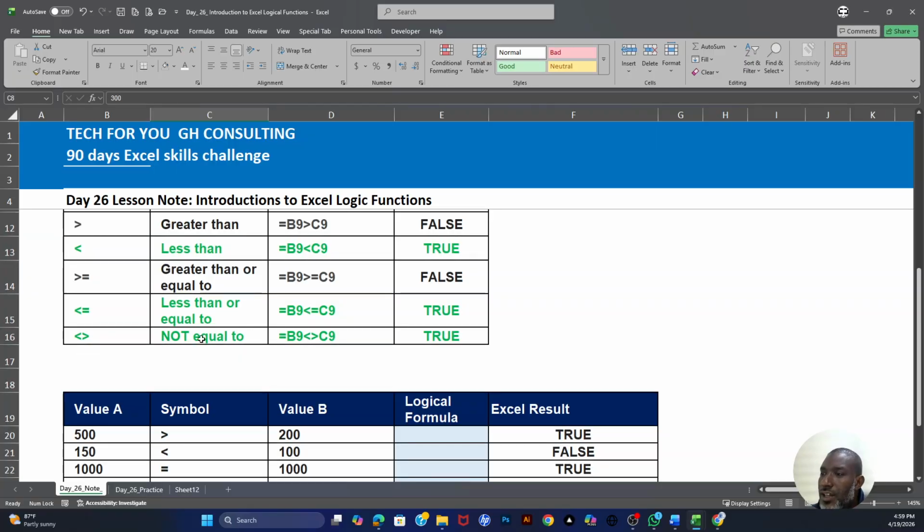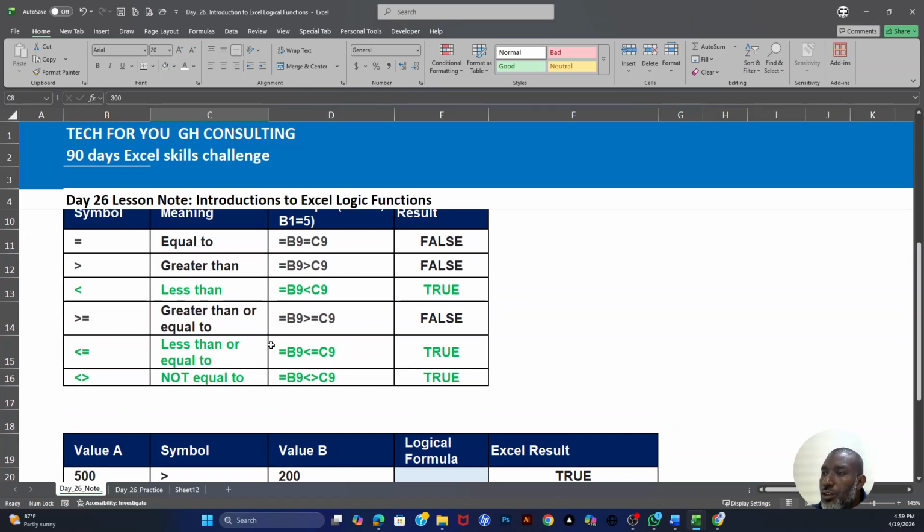And the last one is not equal to. It says that the value in B9 is not equal to the value in C9. To do the not equal to, you bring the less than sign and then the greater than sign. And when they meet, it means not equal to. Please take critical attention of it. It's less used, but it helps us in identifying certain trends in data records and all that. So please take a critical look at it.